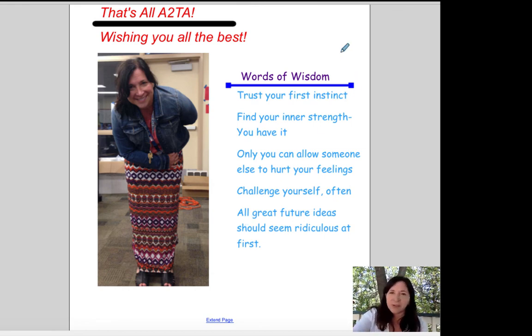And just some words of wisdom, moving on to the next level of class: trust your first instincts always. Find your inner strength. We all have it. You need to find yours, and you'll know when you have it. Only you can allow someone else to hurt your feelings. I really believe that. And challenge yourself often. If you see you're getting bored, challenge yourself. Go do something different. All great future ideas should seem ridiculous at first. Completely believe that. So those are my words of wisdom.